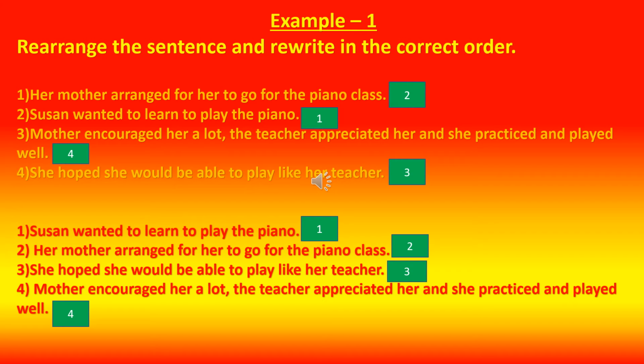So we will put number 1 in the box that is provided. The next sentence we will choose is, her mother arranged for her to go for the piano class. We will put it as number 2 in the box that is provided. The third sentence, she hoped she would be able to play like a teacher. This was her wish. We will put this as the third sentence. And the fourth sentence is, mother encouraged her a lot. The teacher appreciated her and she practiced and played well. So this will be the fourth sentence.